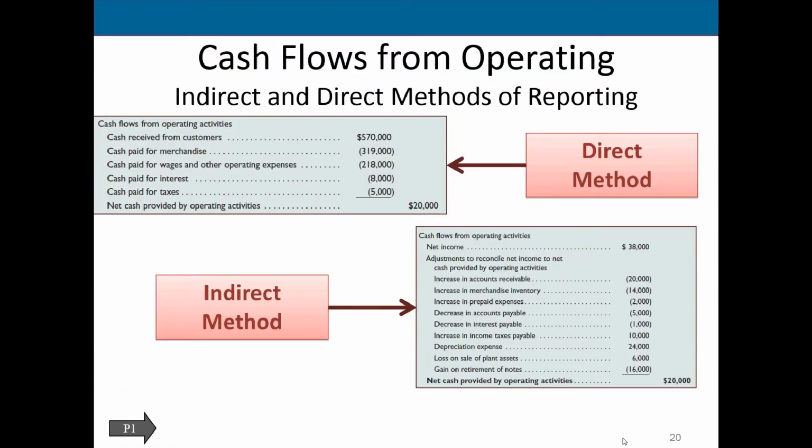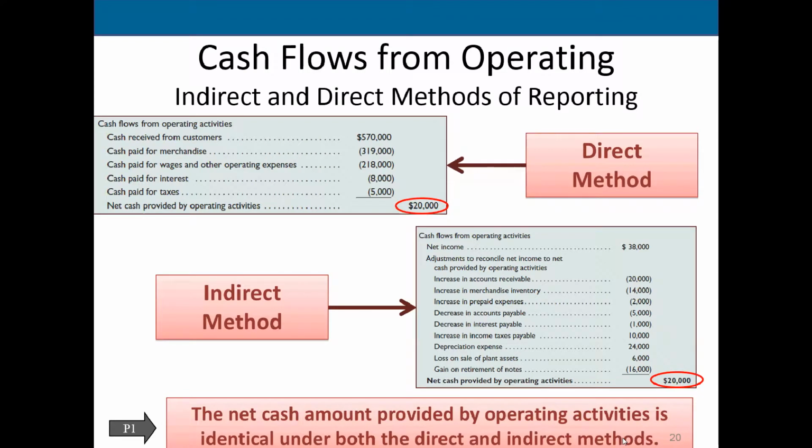All right, so cash flows from operating, like I said, that's where the crux of this is going to come from. It really is the more difficult part. There are two methods of determining cash flows from operating. One is the direct method, which we find to be really, really hard because you have to go into your cash account and analyze all of your transactions.